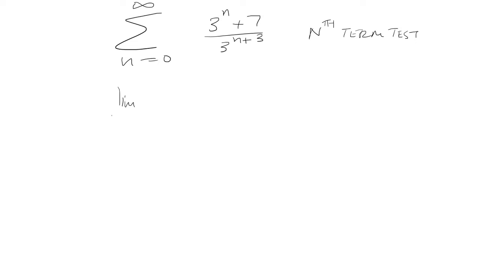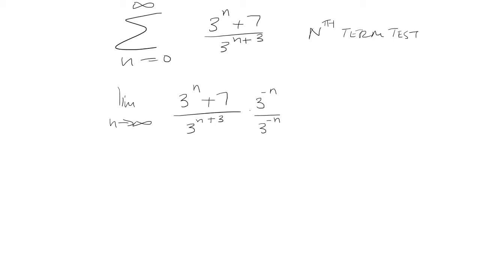So we're going to take the limit as n approaches infinity. And here we're going to multiply top and bottom by 3 to the negative n power. So here's why I'm doing that. Basically, that's the same thing as dividing everything by 3 to the n, because 3 to the n is the highest term here.